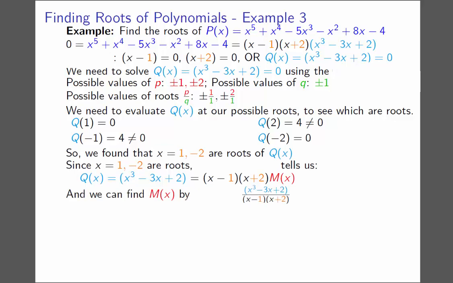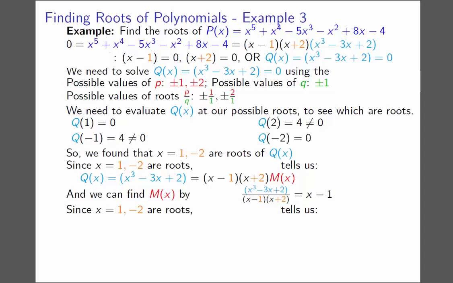And we can find m of x the same way we found q of x, by dividing our polynomial by our new factors. Here, we need to compute x^3 - 3x + 2 divided by x minus 1 times x plus 2. If you'd like to see the steps of this done out, click the purple link now. Computing this with long division, we find that m of x is x minus 1.